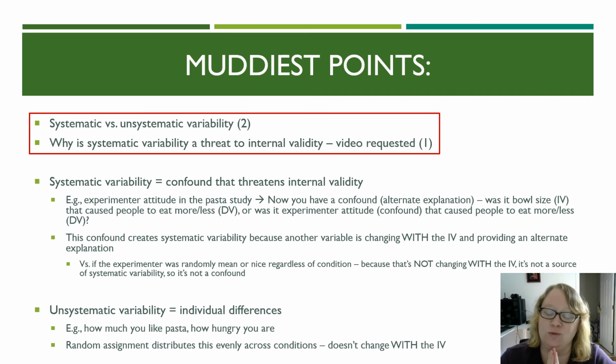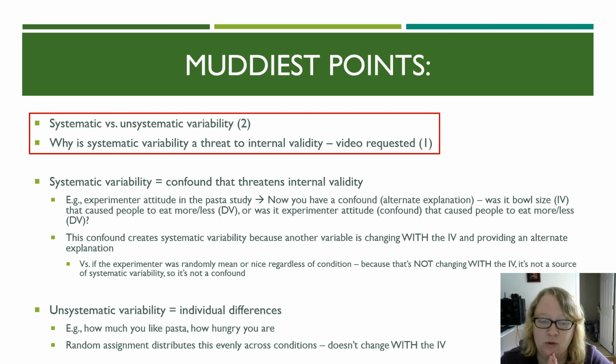This, by the way, is the reason why random assignment is so important, because if you're randomly assigning people to conditions instead of letting them choose conditions, then that distributes all these characteristics evenly so that they don't change with the IV anymore. So some people are pasta lovers and pasta haters in the small bowl condition and in the large bowl condition. So it's not systematic, it's just random varying, unsystematic variability. That makes it not a confound, it's just an additional source of variability in the data. It just makes your data a little bit muddier.